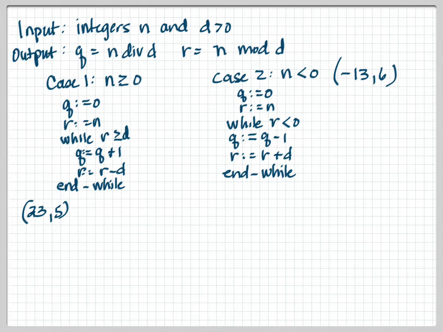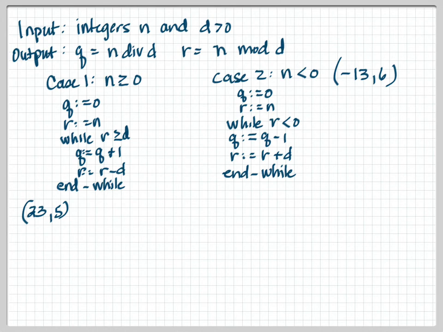The first thing I want to go over is how to do integer division with the division algorithm. This has an input of integers n and d, where d is greater than 0. The output is q equals n div d, and r equals n mod d. On the left-hand side is the case where n, the original value we're trying to divide into, is greater than or equal to 0. The right-hand side is when n is less than 0.